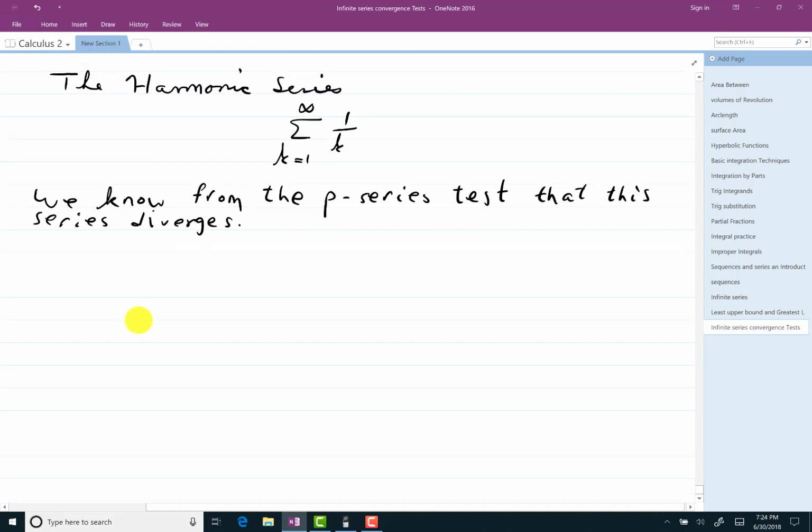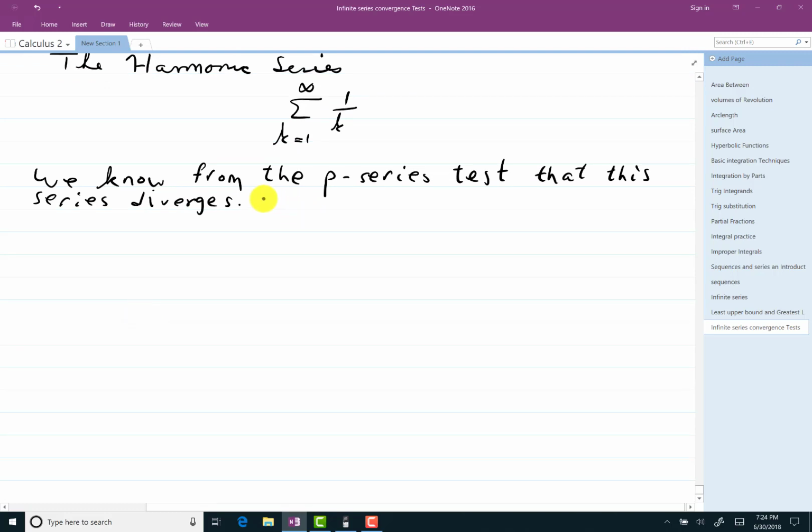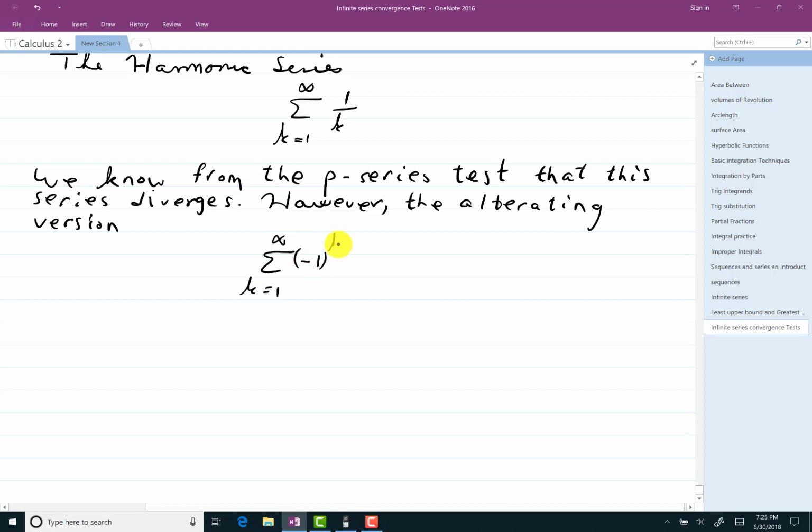However, look at its alternating version. I'll even write this out because I think it's so important. So we have the alternating version. It looks something like this: k equals 1 to infinity. If I try -1 to the k times 1/k, when k equals 1, I'm going to get -1. For some convenience, I prefer the series to start with a positive term, so I'm going to write it as -1 to the k plus 1 over k. That way we get 1 minus 1/2 plus 1/3 minus 1/4, and this goes on forever.